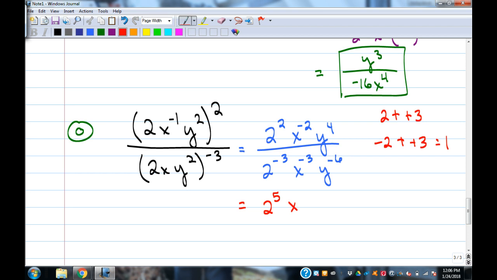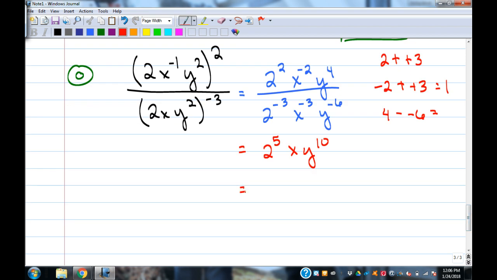On the y's, 4 minus negative 6 over 10. Hey, that worked out nice. Do we have to move anything? No, nobody had a negative exponent. What's 2 to the 5th power? 32 x y to the 10. There's the standard form for that one.